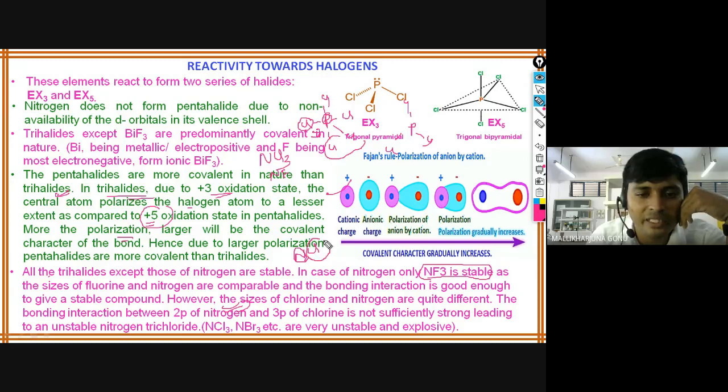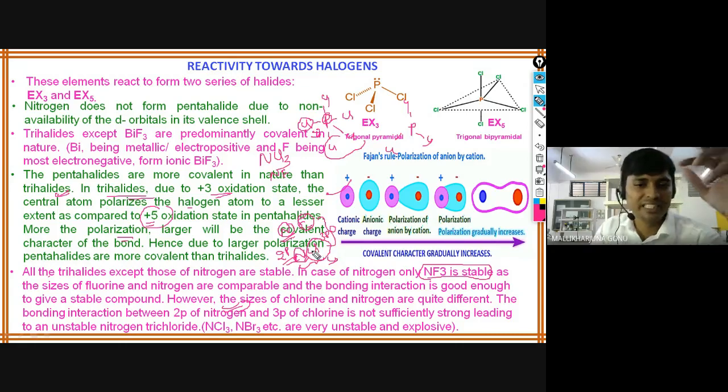Nitrogen and chlorine, what happens? Size difference will come. Across the period, in the same period, nitrogen and fluorine come, so the sizes are almost similar. But from fluorine to chlorine, the size increases. Here it is the 2p orbital, and in the case of chlorine, 3p orbitals. Overlapping of orbitals with different energy levels is also not possible. That's how these bonds are not stable. But NF3 is a little bit stable compared with that.